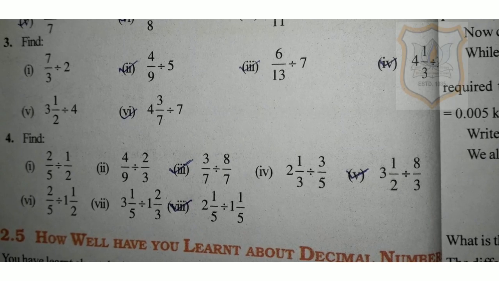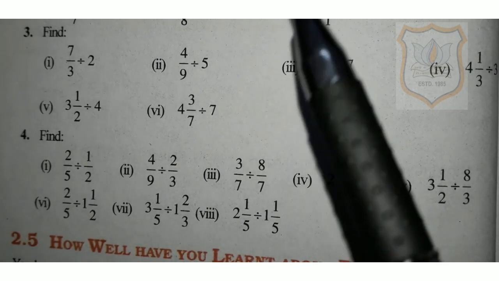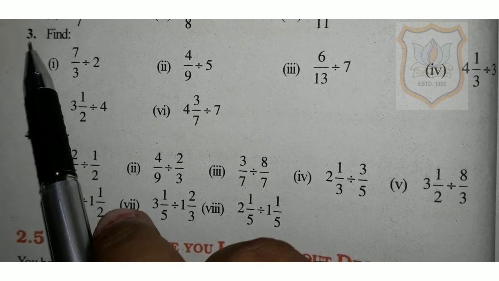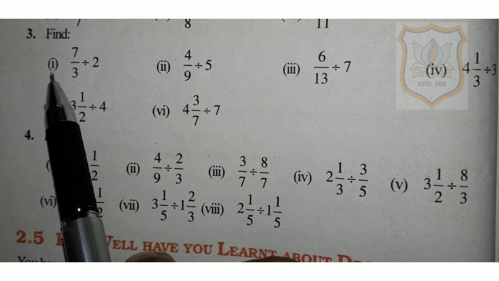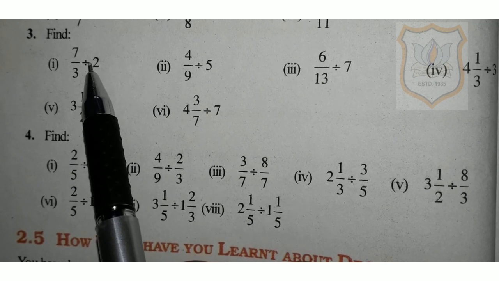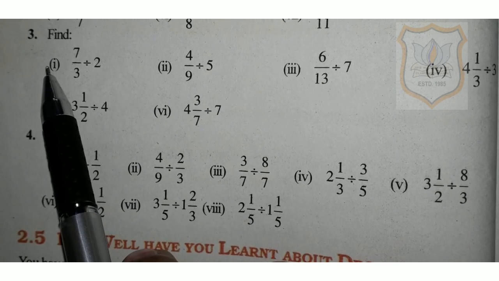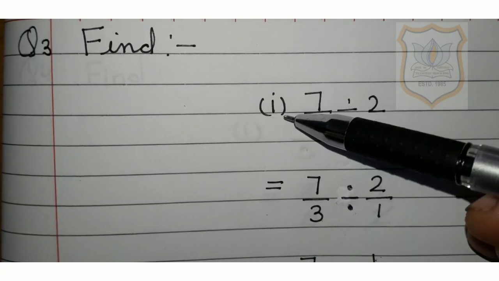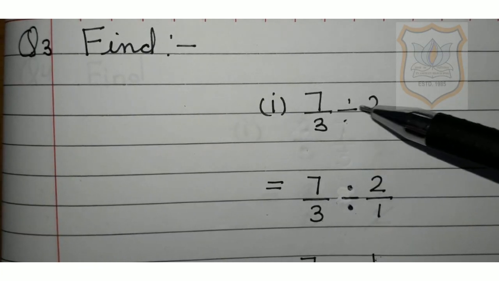So students, let's start solving question number 3 of exercise 2.4. Question number 3 is find, and its first part is 7 upon 3 divided by 2. So let's solve this first part of question number 3.